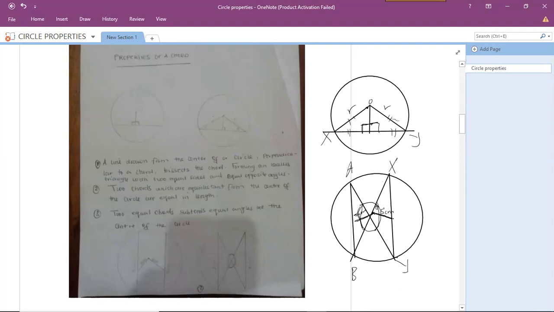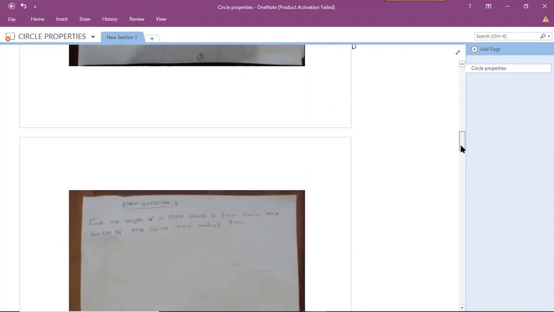So those are the circle properties of chords that I want you to know. The first one is the definition of a chord. A chord is just a line that joins 2 points on the circumference and it doesn't pass through the center. And if you draw a line from the center of a circle perpendicular to the chord, it bisects that chord and you're going to form an isosceles triangle. Chords that are equidistant from the center of the circle are equal in length, and those two chords are going to subtend equal angles at the center. So this is what I want you to know in terms of chords. So let's move on.